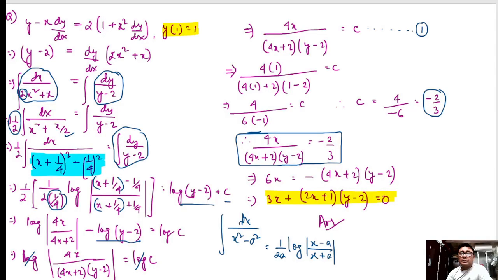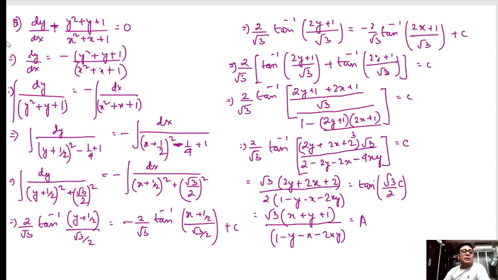Okay friends, so let's see the next sum. The next sum says, this is the sum as you can see here. So now again separating the x part and the y part. See, the x part and the y parts are separated, putting integration sign. So watch here how this is written.